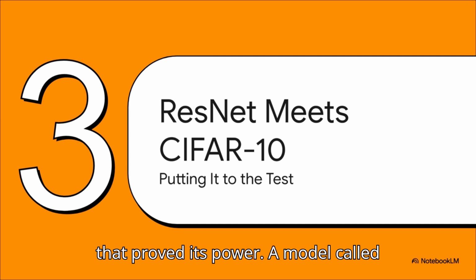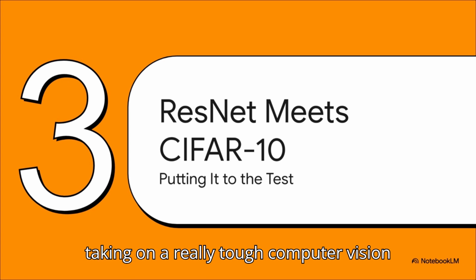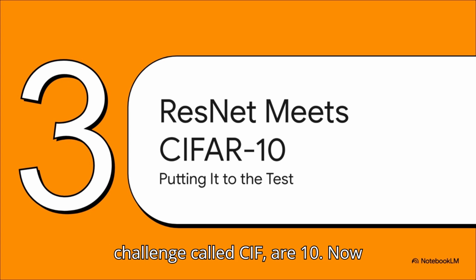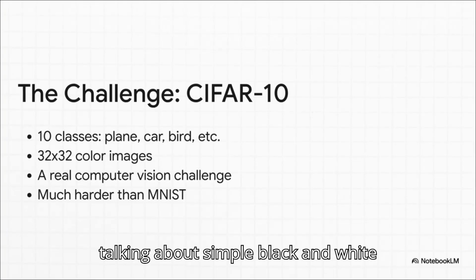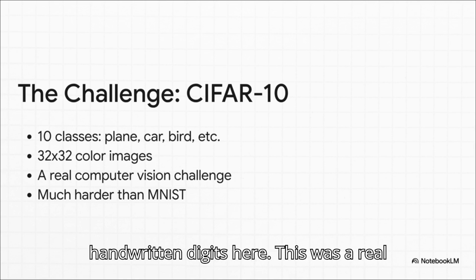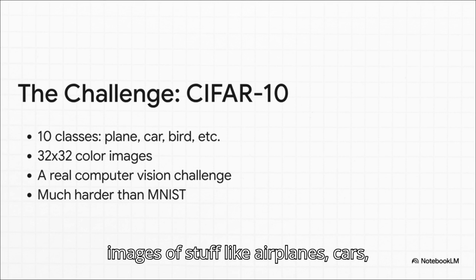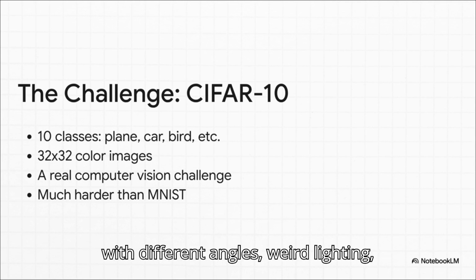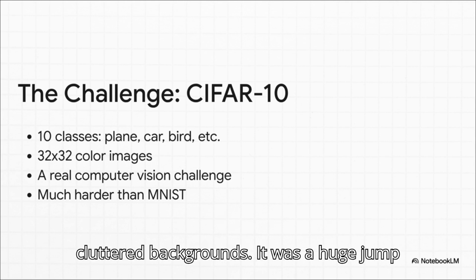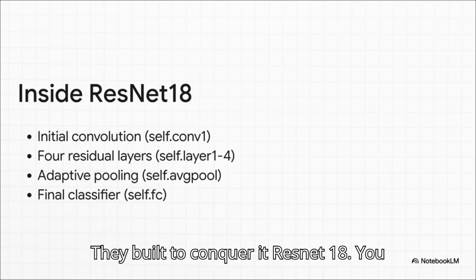A model called ResNet, short for residual network, taking on a really tough computer vision challenge called CIFAR-10. Now, CIFAR-10 was no joke. We're not talking about simple black and white handwritten digits here. This was a real test with tiny 32 by 32 pixel color images of stuff like airplanes, cars, birds, and horses. The model had to deal with different angles, weird lighting, cluttered backgrounds. It was a huge jump in difficulty. And this was the machine they built to conquer it.